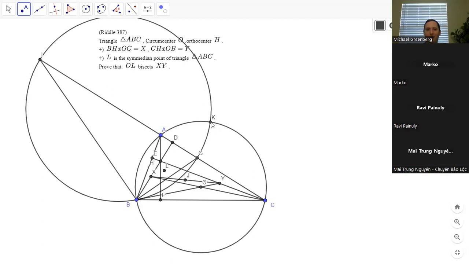It's really cool. All right, so we want to find the power of J with respect to those circles, where J is the midpoint of XY. One sec, I'll be right back.